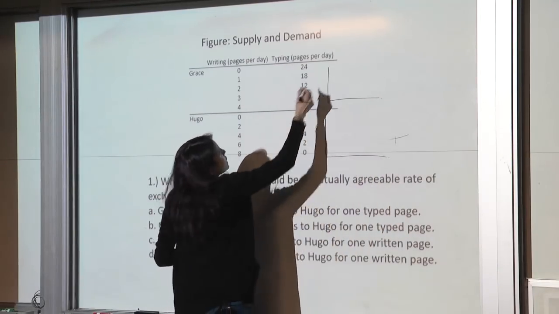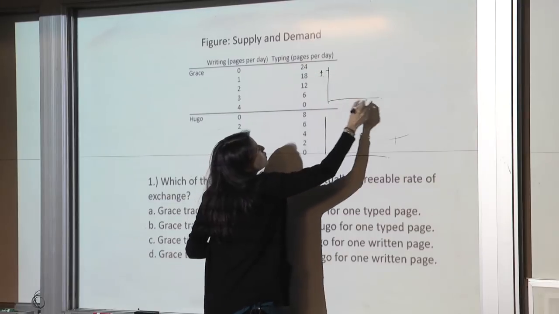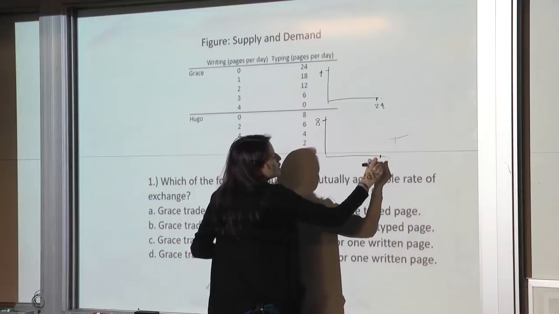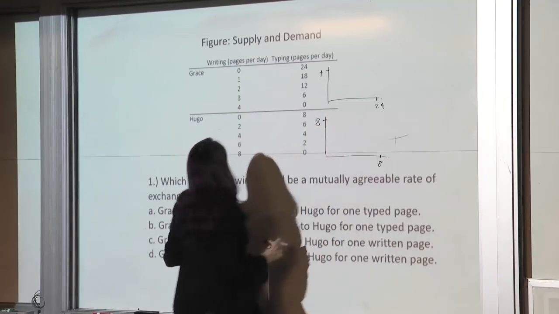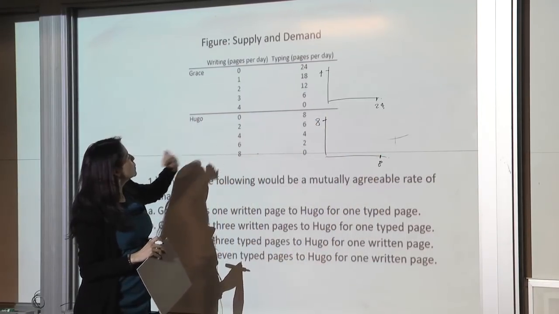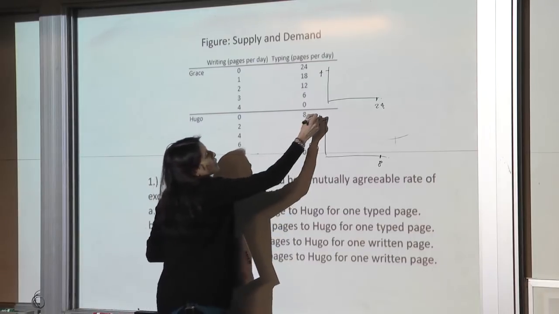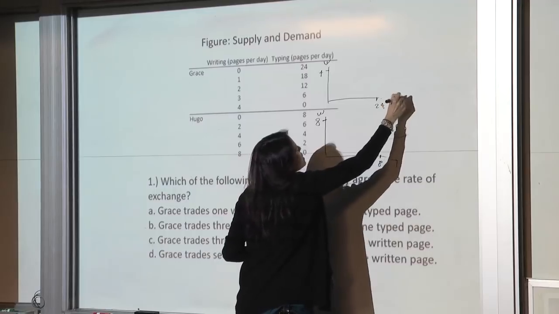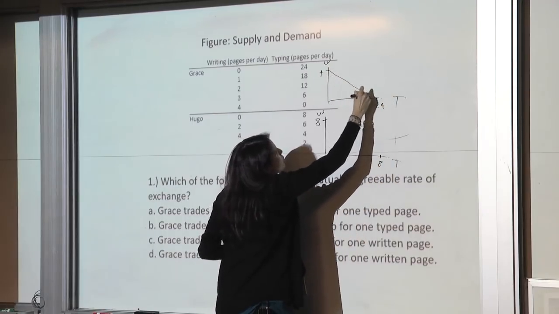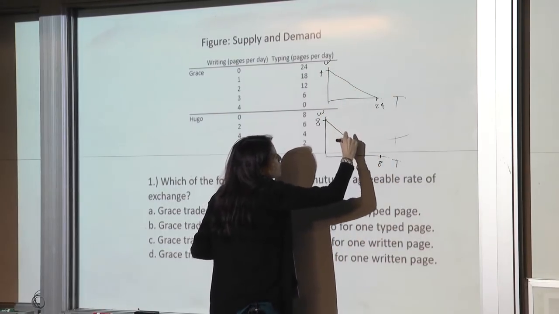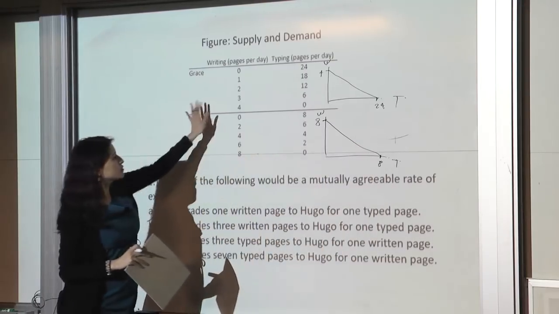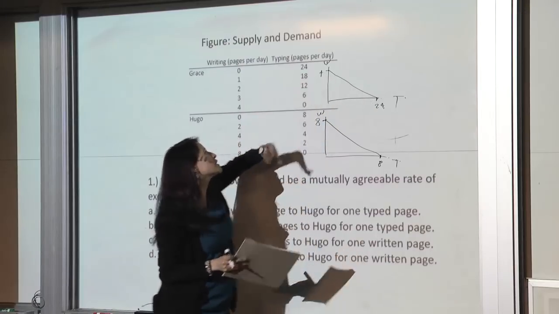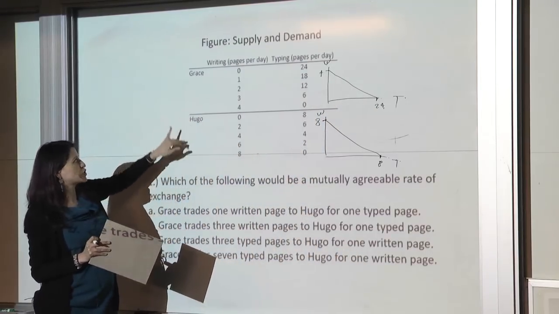So it says here, 4, 24, 8, 8. So basically, this thing says that writing pages, typing pages, writing pages, typing pages. And what we have here, if we follow this information, is that these are basically the lines of exchange between one another for each person.